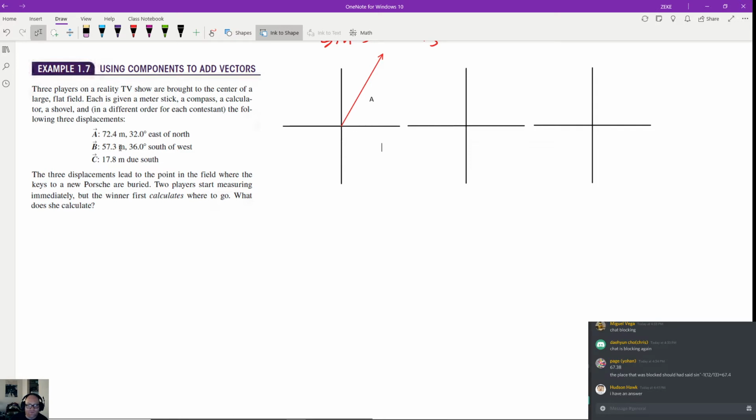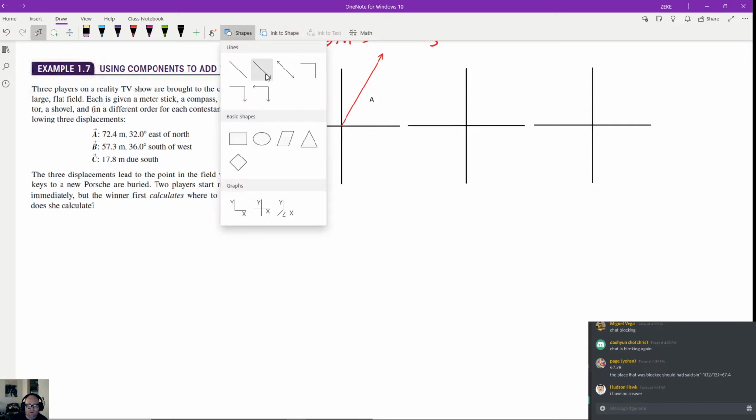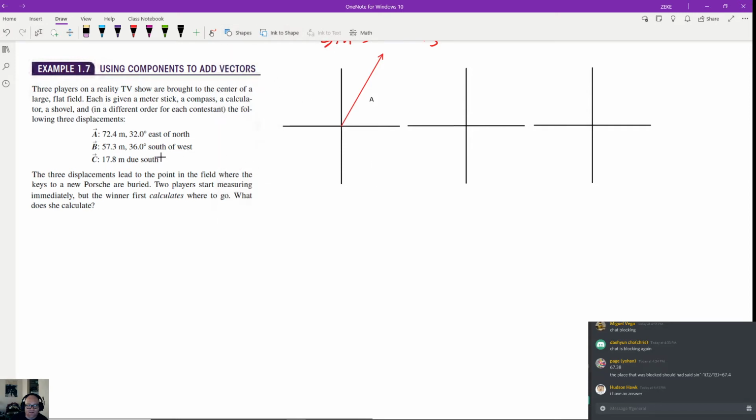And then 57.3 at 36 degrees south of west. So again, we're going to need to grab one of these. This is 36 degrees south of west, so starting from west, which is here, we need to go 36 degrees south of that. South is down, right? This one needs to have a length of 57.3, so it's not quite the same length as that one. So maybe something like that. I can't even figure out the pixelation, like how long this is. Oh well, that's okay. So roughly, that's our vector B.